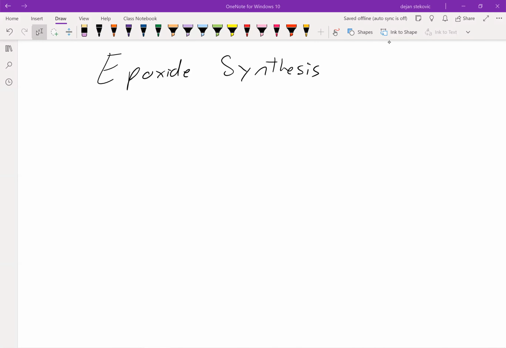Right, let's review how we synthesize these epoxides. So we've already covered this, but still good to review. So generally they're formed from alkenes. So if you have an alkene, all you have to do is add some MCPBA, and then you will form an epoxide.